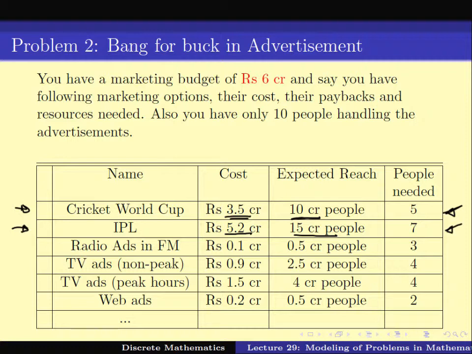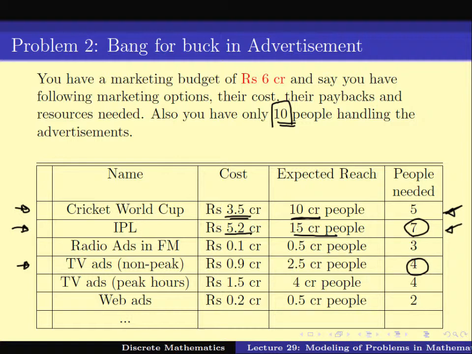For example, if you decide to invest in the Cricket World Cup, you have to spend 3.5 crore, in which case you have to allocate 5 people for it. So if, for example, I have only 10 people, what it means is that I cannot invest in both the Cricket World Cup and IPL. Or I cannot invest in both IPL and TV ads for non-peak times, because IPL will require 7 people and TV ads will require 4 people. So in total I need 11 people, but I only have 10 people.